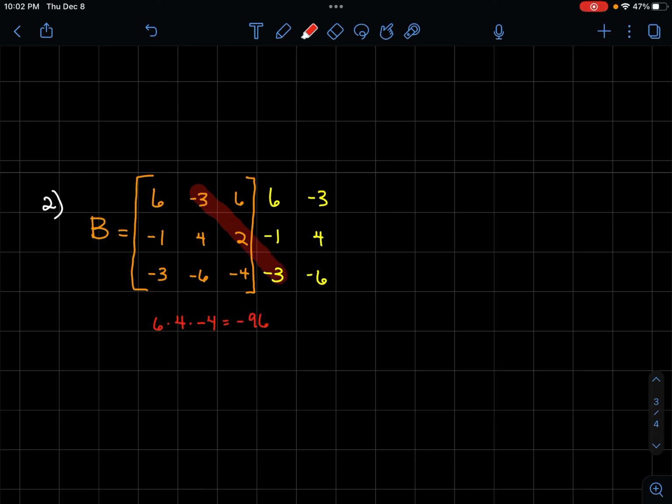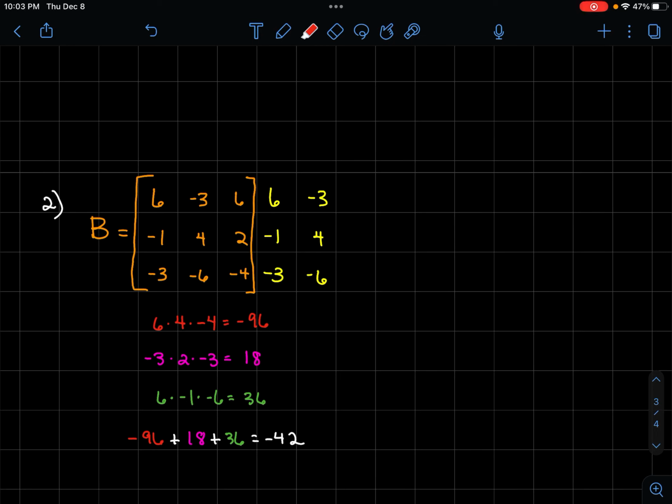Jump over to negative 3 times 2 times negative 3. That product gives us 18. One more diagonal here, which is 6 times negative 1 times negative 6. That product will give us 36. Add up all of those products, and that will give us negative 42.